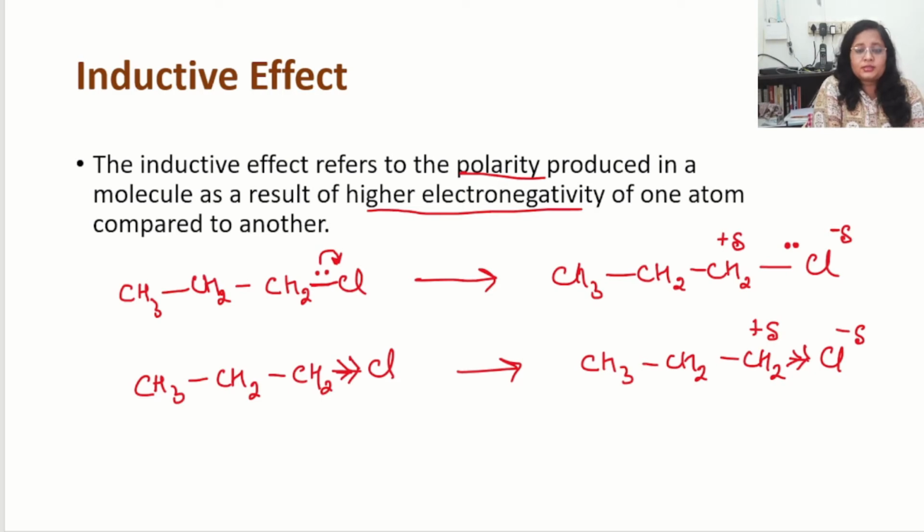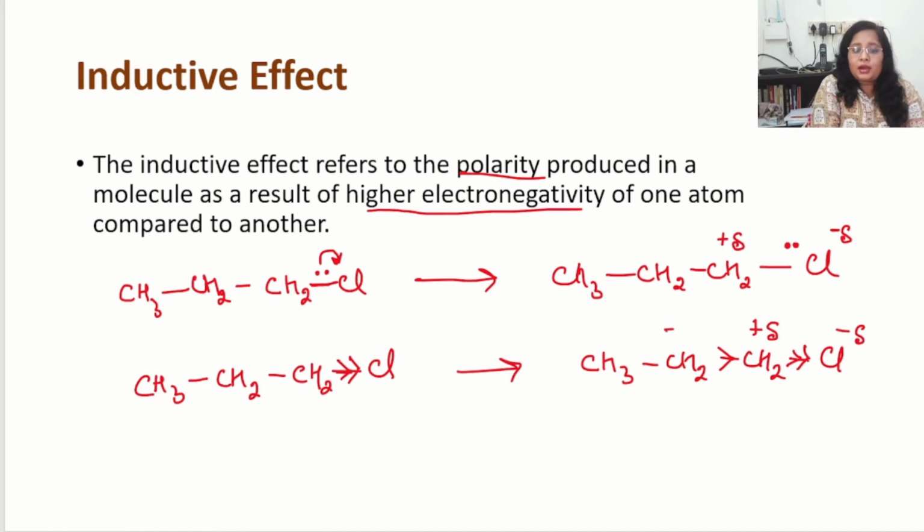In this case, the carbon will acquire a positive charge. It will again ask for the electron from the next carbon, and in this way, carbon is trying to satisfy its positive charge to become stable. So what will happen?